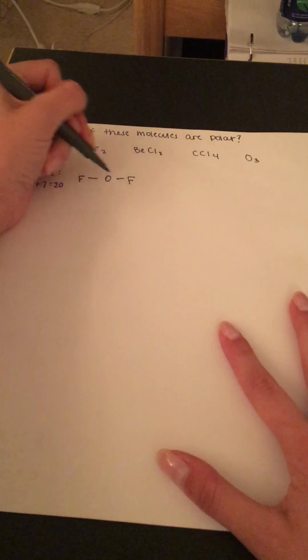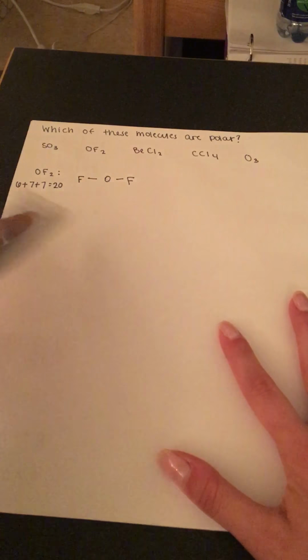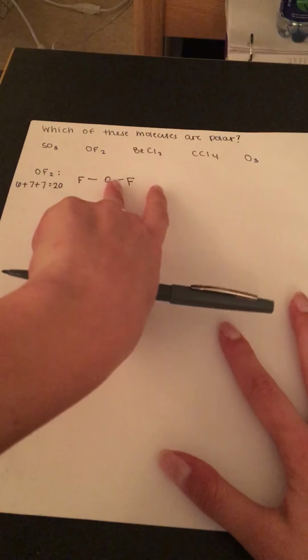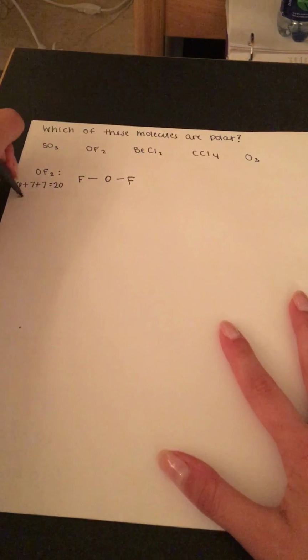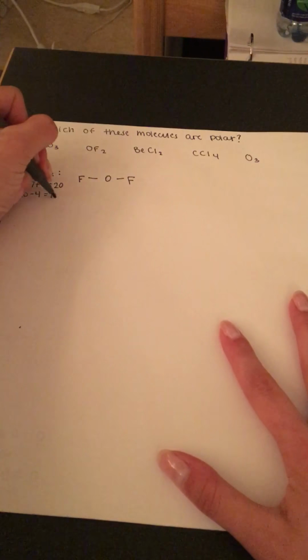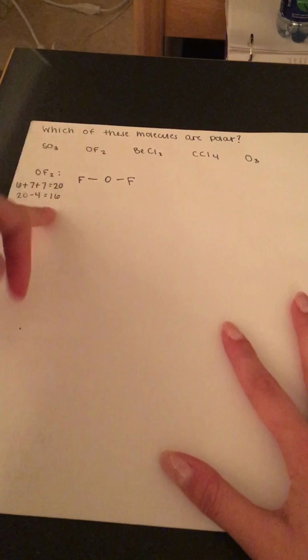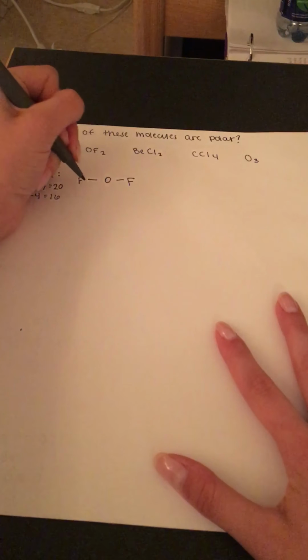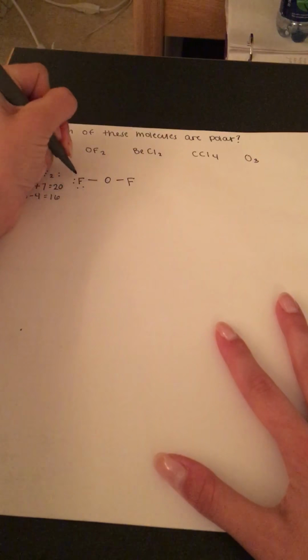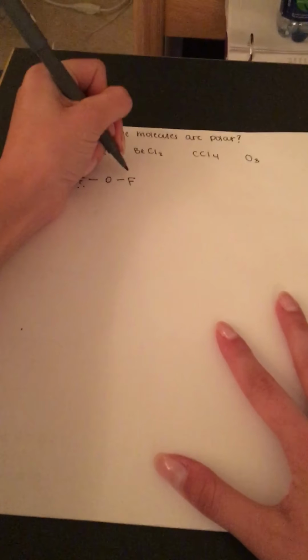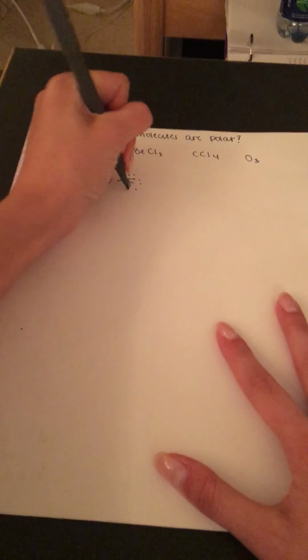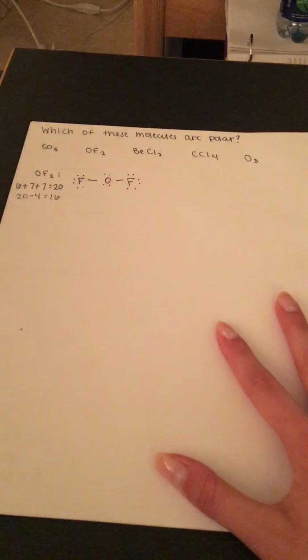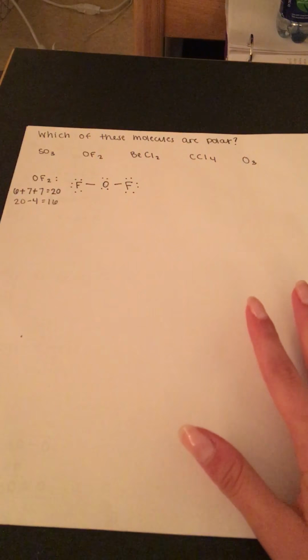So 4 of the electrons are already being taken up by bonding between the F's and the O. So 20 minus 4 equals 16, and those are the electrons that we are going to put around the molecule. So all we do is start with the outside atoms, and that's balanced, and that's how it is.